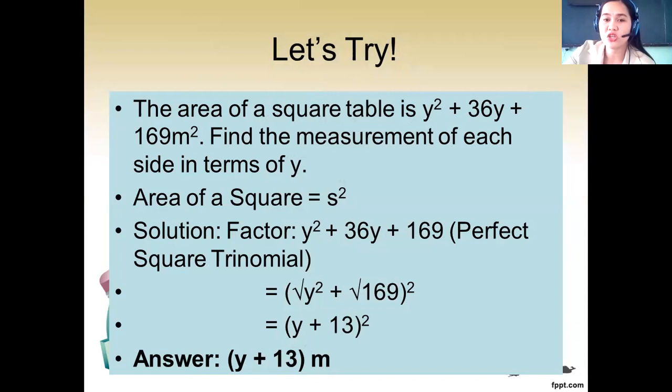So factor ninyo yung area, that is a perfect square trinomial. So just get the square root of the y squared, so that is y. Then the square root of 169, that is 13. So the factors, y plus 13 squared. Pero ang hinahanap lang natin dito is the measurement ng isang side lang. So that is only y plus 13 meters.